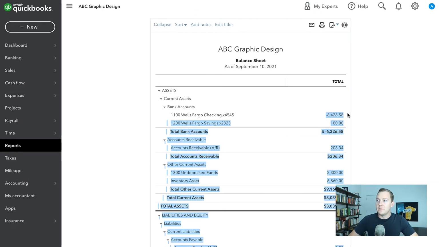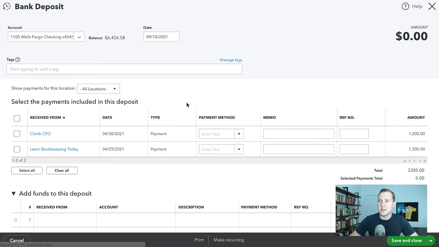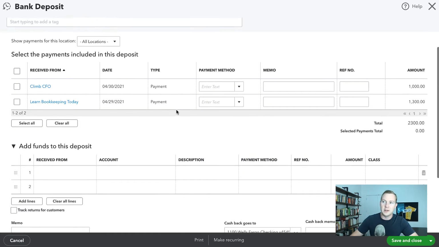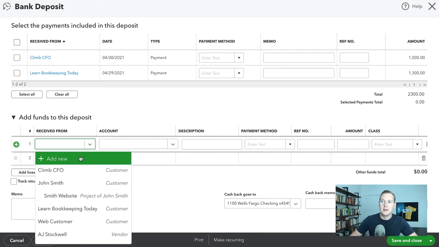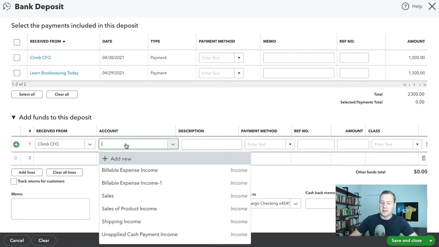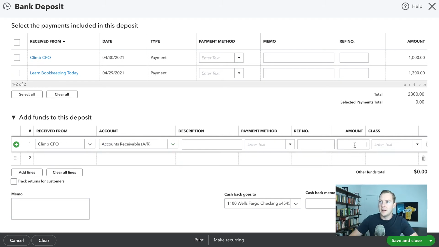Now we've shown that we deposited that $1,000, but undeposited funds is still $2,300. And if we go to the new transaction and bank deposit, we still have it listed here. Sometimes I've seen people just completely ignore undeposited funds and they manually record payments that way. The other way that they'll do it is by posting directly to accounts receivable. And let's see the effect that this has.